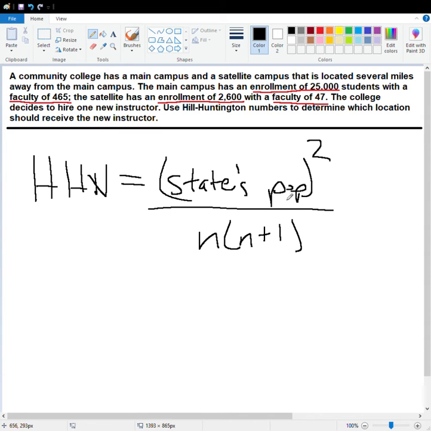Now, let's define what n is. n is the state's current number of seats, and because we have the state's population, we'll use that as students. That can only mean that the faculty instructors would be n. So now that we know that, we can start making a table.